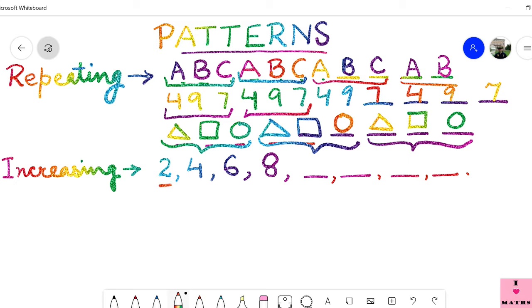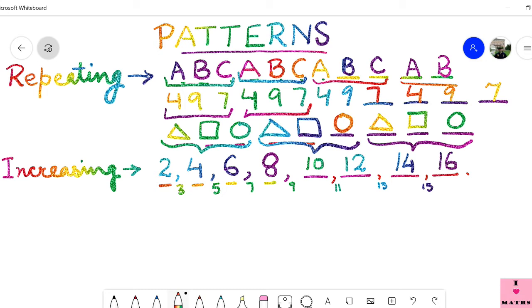This is 2, 4, 6, 8. Now when you look at it, you will see that the numbers are increasing. And how are they increasing? 2 has been written, but 3 is not there, 4 is there, but 5 is not there, 6 is there, but 7 is not there, 8 is there. So you would automatically know 9 should not be there and 10 should be there. 11 should not be there and 12 should be there. 13 should not be there and 14 should be there. 15 should not be there and 16 should be there.